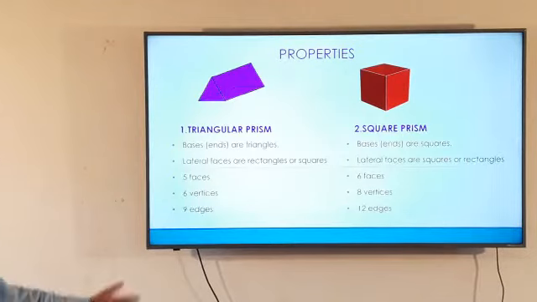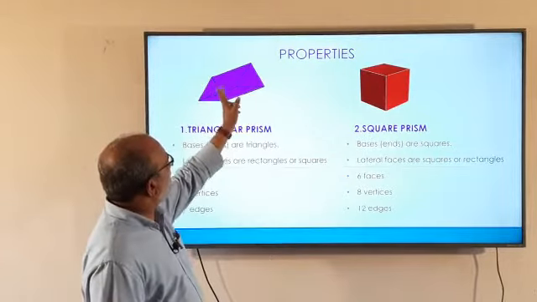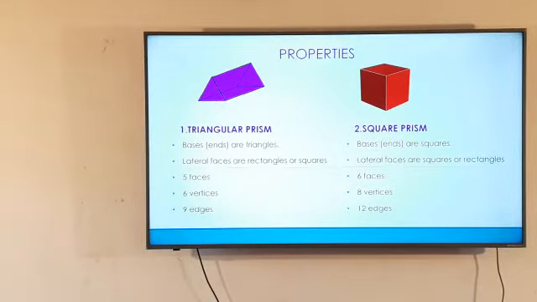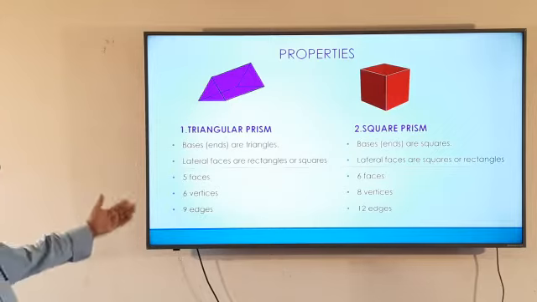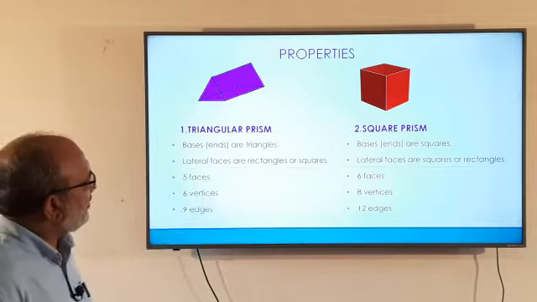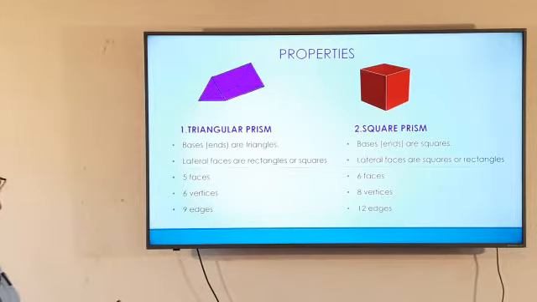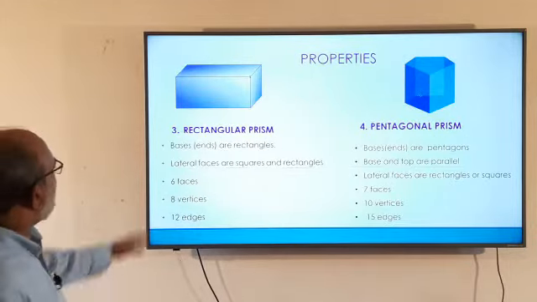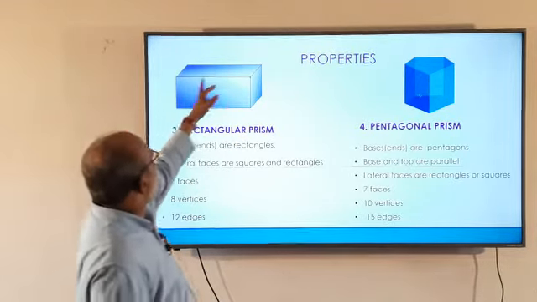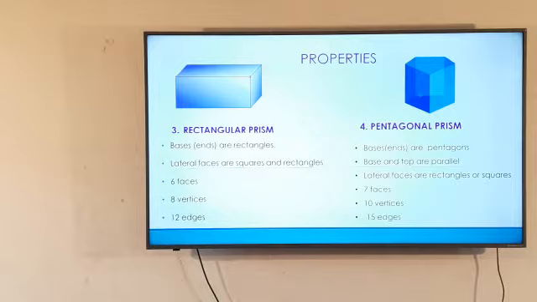Okay. What are the properties? A triangular prism: this is called base or top, or both are bases, or sometimes both are called ends. So, bases are triangles, lateral faces are rectangles or squares, 5 faces, 6 vertices and 9 edges. Square prism: base ends are squares, lateral faces are squares or rectangles, 6 faces, 8 vertices, 12 edges. Again, rectangular prism: base is a rectangle, lateral faces are squares or rectangles. Actually, the lateral is a rectangle, but it can be a square, it may change. 6 faces, 8 vertices, 12 edges.